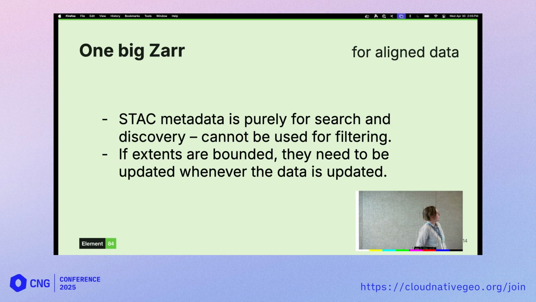So some of the things to think about there: STAC metadata in this scenario is only for search and discovery. It's not for filtering. So if you have metadata that's only useful for filtering, maybe you don't need to pull it up into STAC. And this is kind of a downside: if your extents are bounded, they need to be updated whenever the data is updated. But in a lot of these cases, the spatial extent is global, and the temporal extent, Matthias told me, doesn't have to be bounded. So you can have an open end time.